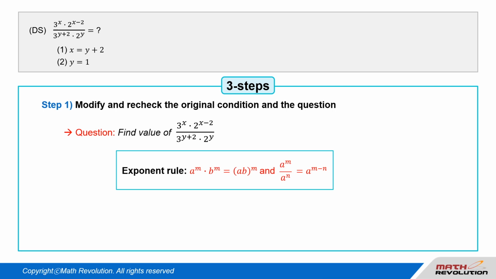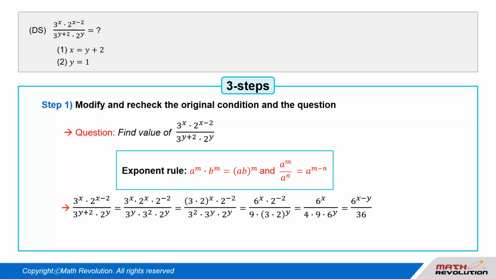Now, according to the exponent rules, we know that a to the power of m times b to the power of m equals (a times b) to the power of m, and a to the power of m over a to the power of n equals a to the power of (m minus n). The question by modification gives us 3 to the power of x times 2 to the power of (x minus 2), over 3 to the power of (y plus 2) times 2 to the power of y.